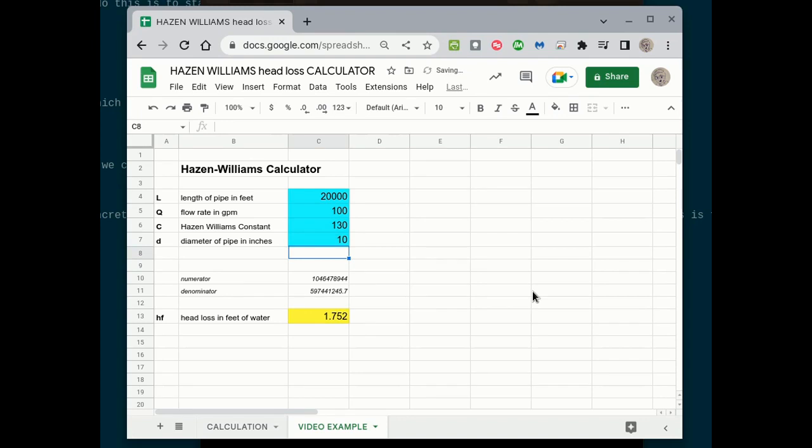All right, with this Hazen-Williams calculator, all you need to do is get the values from your question. You can plug those in, and it will tell you your head loss in feet of water. I'm going to make that bold so it stands out.